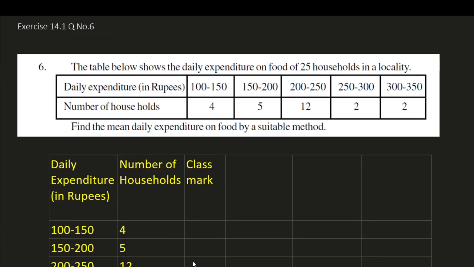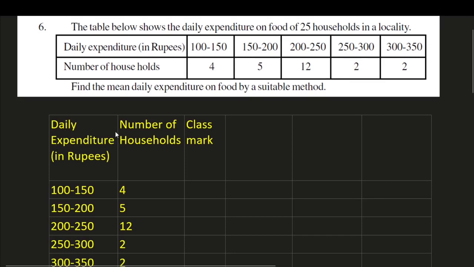In this video, let us see question number 6 of exercise 14.1. The table below shows the daily expenditure on food of 25 households in a locality. Daily expenditure on food in rupees is given here as class intervals. The number of households is the frequency. The frequencies are given here. We have to find the mean daily expenditure on food by a suitable method.